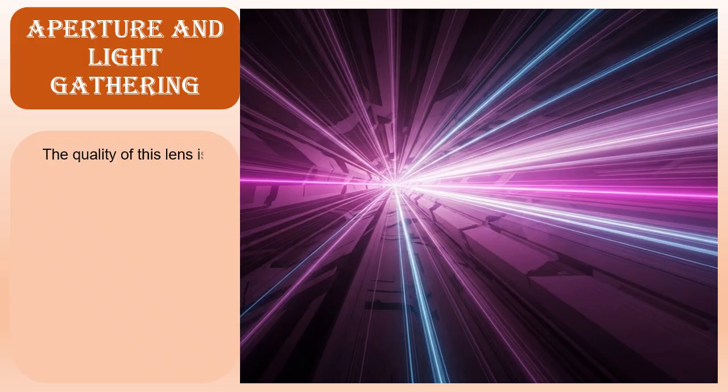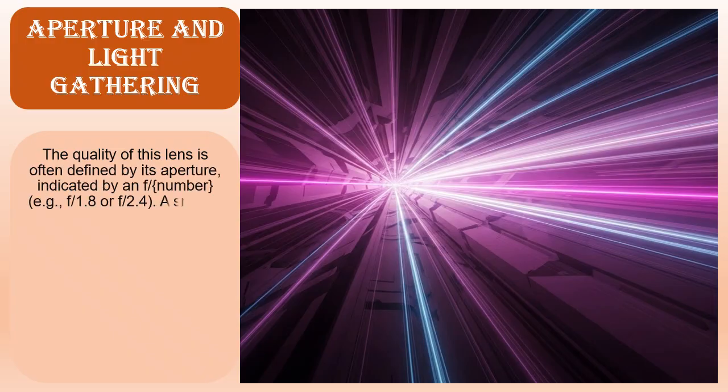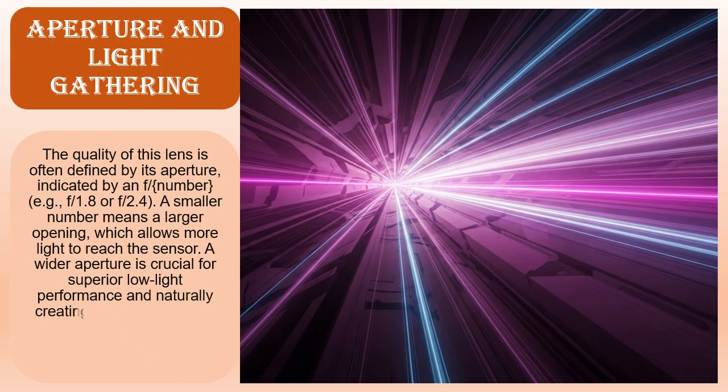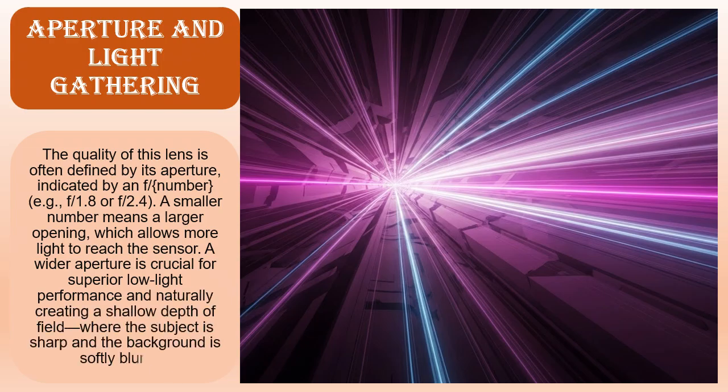Aperture and light gathering. The quality of this lens is often defined by its aperture, indicated by an f number, e.g., f1.8 or f2.4. A smaller number means a larger opening, which allows more light to reach the sensor. A wider aperture is crucial for superior low-light performance and naturally creating a shallow depth of field, where the subject is sharp and the background is softly blurred.